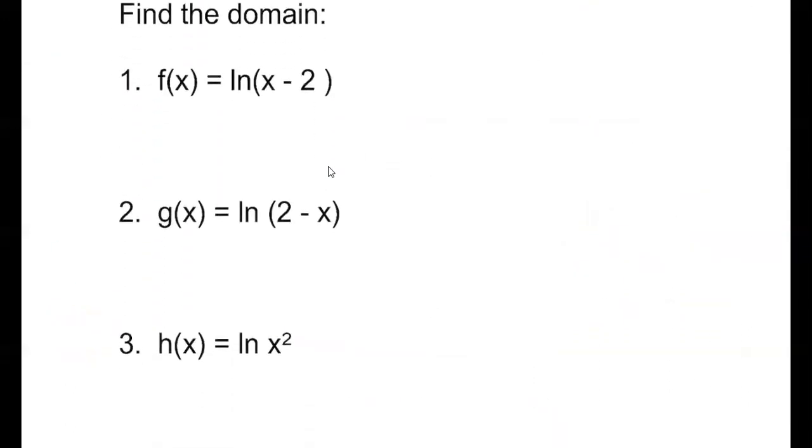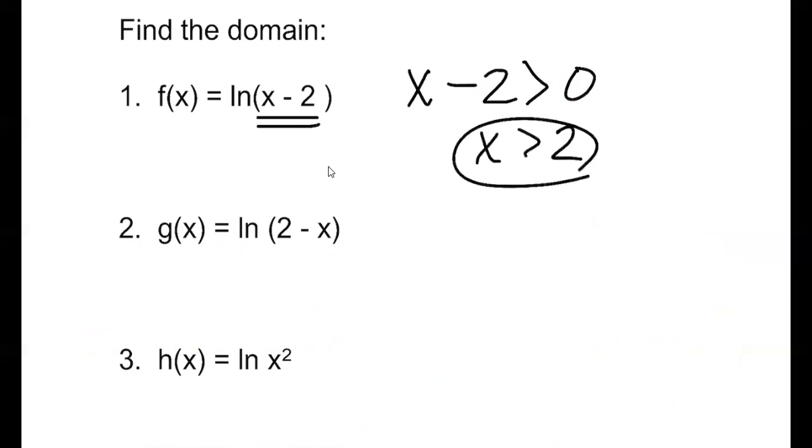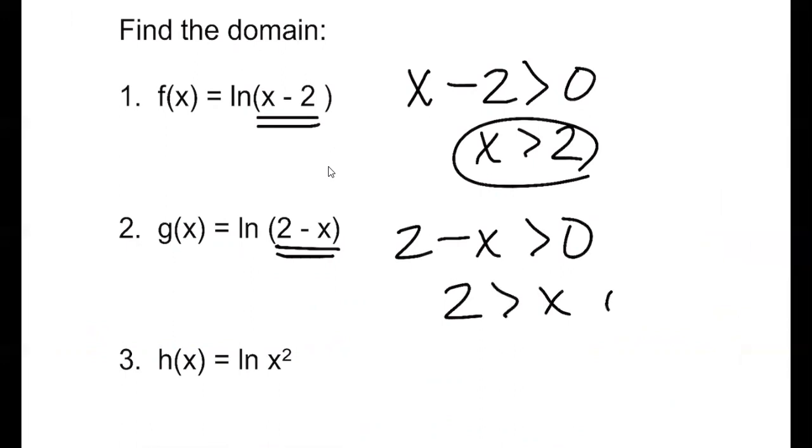So if I go up here, if I talk about find the domain for all of these, you've got to look at your argument, the inside of your log. Where does x minus 2 stay positive? Well, that's when x is greater than 2. That would be my domain. For this one, where does 2 minus x stay positive? So that could be 2 is less than x, or if you like it, x is less than 2.